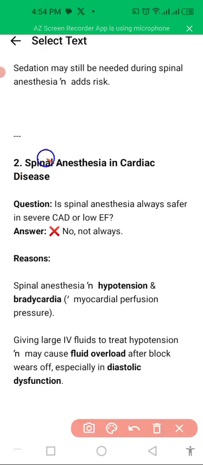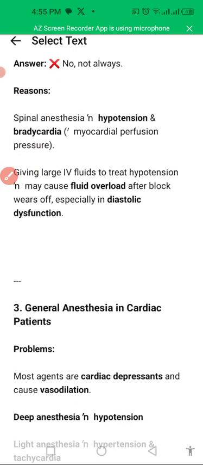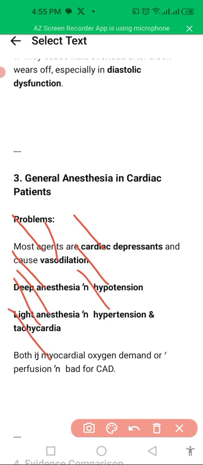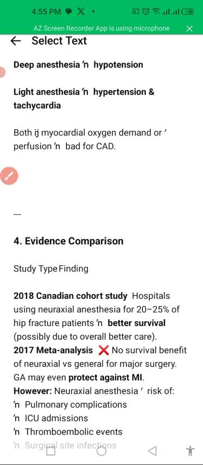Spinal anesthesia has some cardiac complications, like hypotension and bradycardia due to sympathetic blockade, and decreased myocardial perfusion pressure. So giving a large amount of IV fluid as a bolus before performing spinal anesthesia is good to minimize the hypotension and bradycardia effects. In general anesthesia, most agents are cardiac depressants and vasodilation happens. Deep anesthesia causes hypotension. Light anesthesia causes hypertension and tachycardia. Both myocardial oxygen demand and perfusion are bad for coronary arterial diseases.